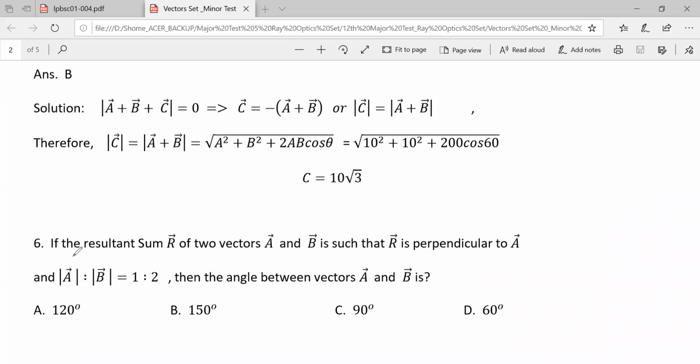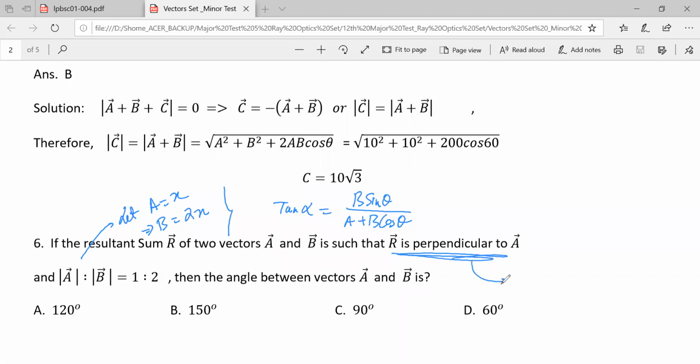Let's look at this algebraically. So let us say, suppose magnitude of A is x, then magnitude of B is 2x. Okay, so then tan alpha is B sin theta upon A plus B cos theta. So here R is perpendicular. So इसका मतलब क्या है, that alpha is 90 degrees. So what that means here is that tan alpha is undefined.